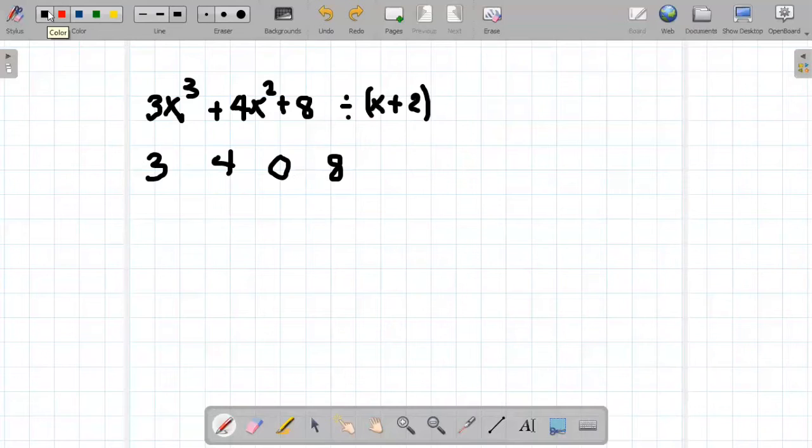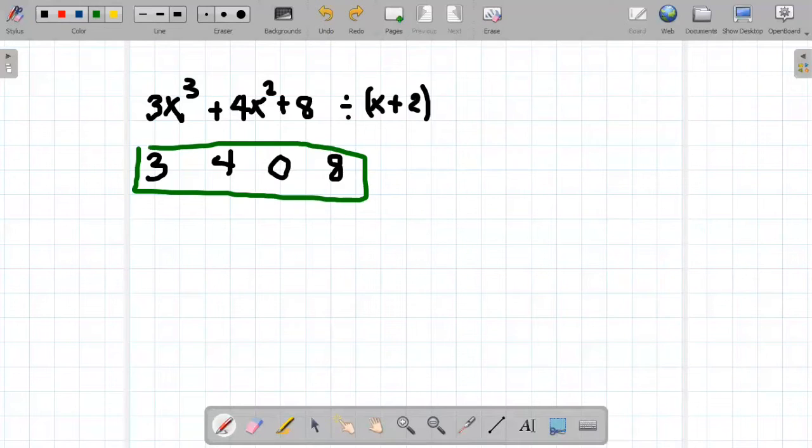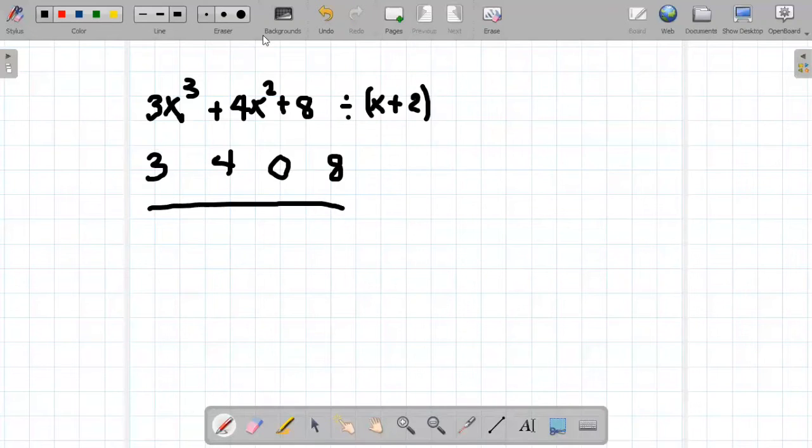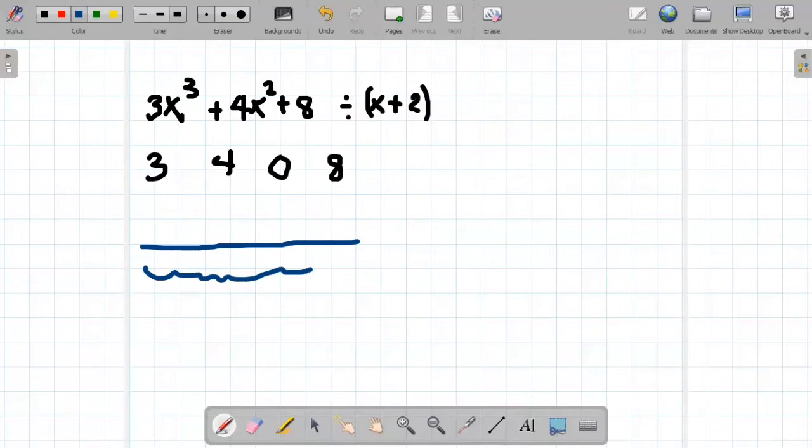And then, the leading coefficient becomes the first entry of the third row. So, this is our first row. Then we leave a space here for our second row. And then, for our third row, this is where we will write the answer. So, our first entry in the third row is 3. You bring down 3. Okay, that's our first entry in the third row.